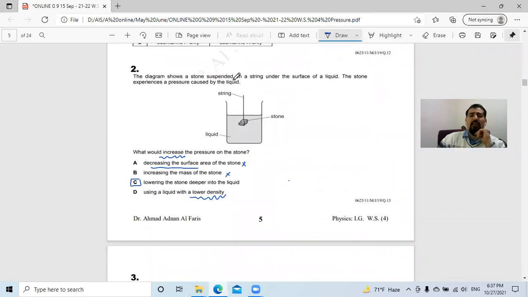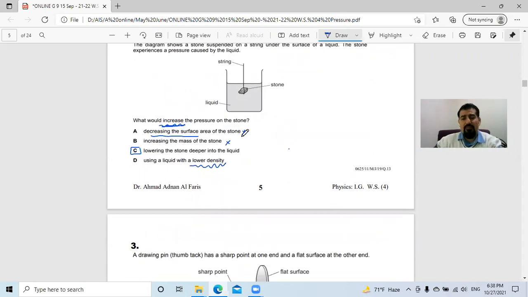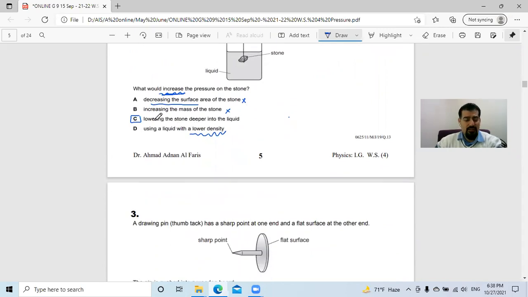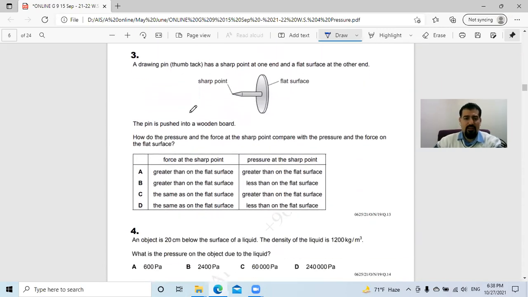Question number two, they ask how we can increase the pressure on the stone. Can we decrease the surface area of the stone? No. Can we increase the mass of the stone? No, it doesn't affect that. Using a liquid with lower density would decrease the pressure. Lower the stone to a greater depth, so that means I increase its pressure.